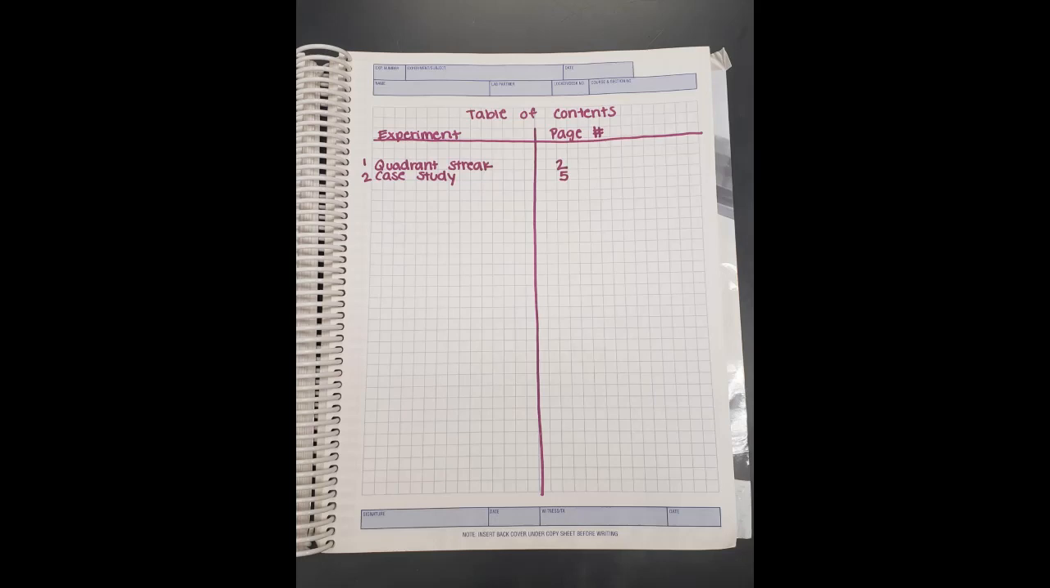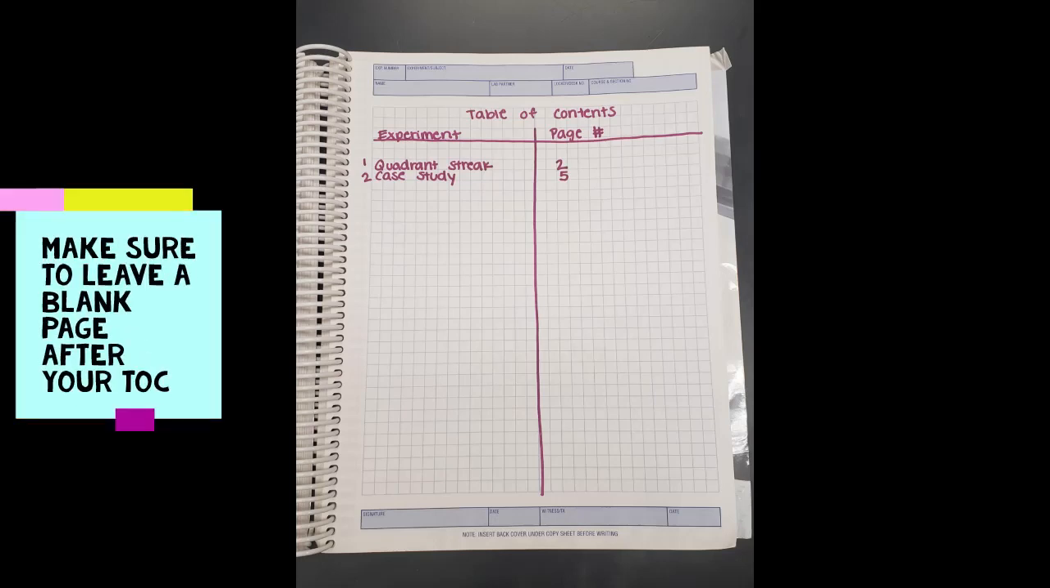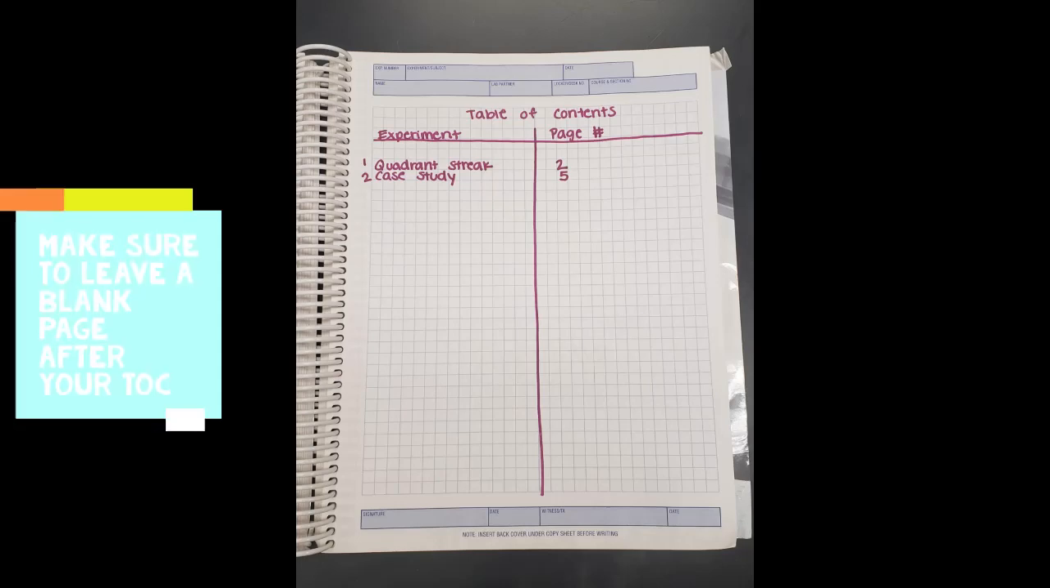Alright, so when you open up your lab notebook, your very first page should be your table of contents. Table of contents is going to be at the very top of the page, like I have shown here, and then the experiment number and name is going to be on the left side of the page, and your page number is going to be on the right side, or vice versa, however you would like to organize it, as long as it's neatly organized, and when the TAs grade it, they are able to easily find your experiments.